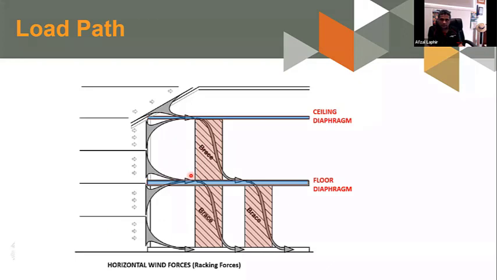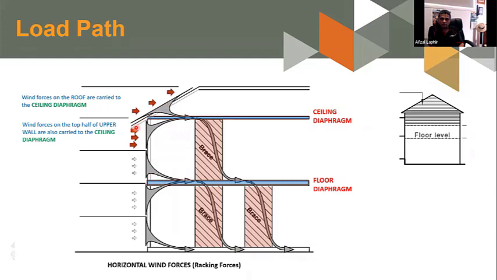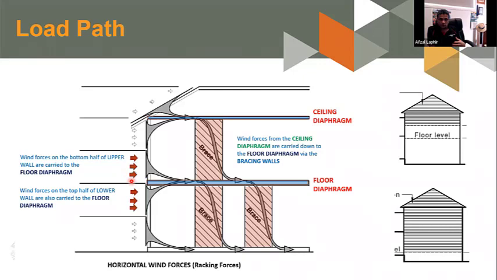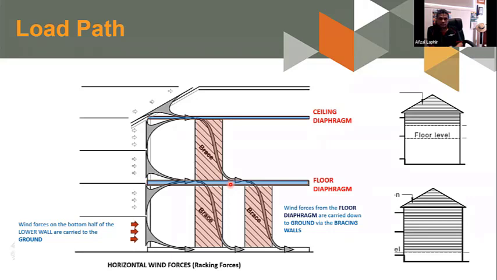Starting at the top, wind forces on the roof and top half of the wall are carried through to the ceiling diaphragm, that part. And then the wind forces from the bottom half of the upper wall and the top half of the lower wall, along with the wind forces from the ceiling diaphragm via the brace walls at the upper wall, are taken to the floor diaphragm. And then the floor diaphragm will transfer the loads down to the ground through the bracing systems of the lower level.